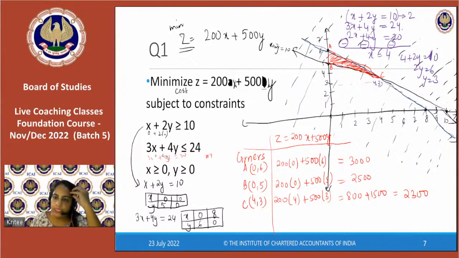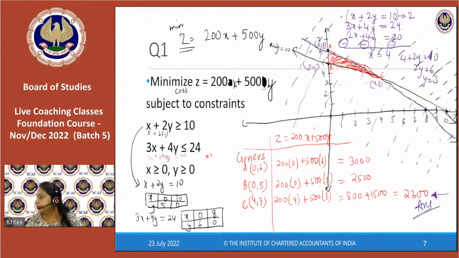So this is 4,3. This is 0,5 and this is 0,6. It's like this. We get the corner points. We put the values of those corner points into the constraint. So the one value which is going to satisfy the constraint condition will be my final answer. Yes, Rahul, 4 and 3 is the intersection point of the equations. I hope this is now clear. I hope we have understood the concept here.